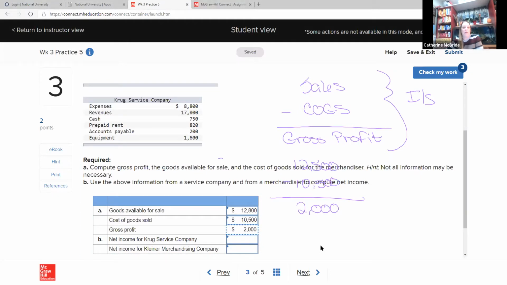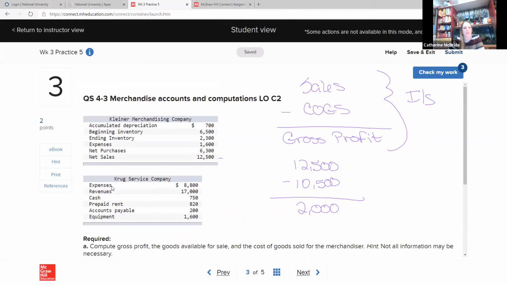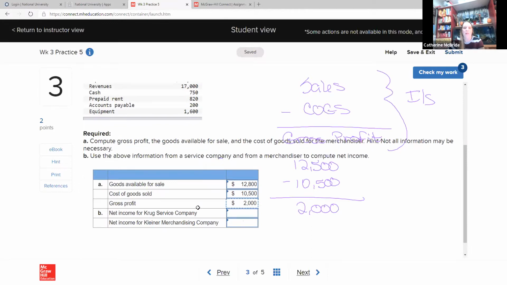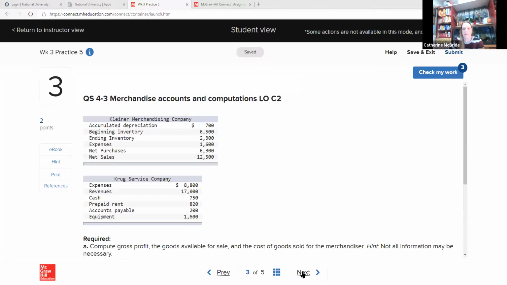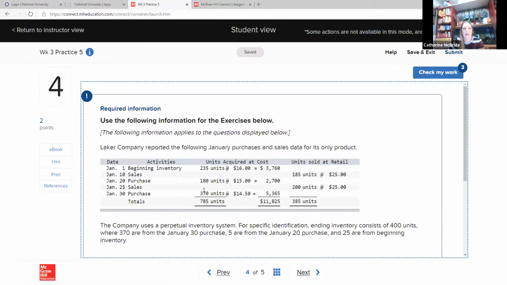Net income from Krug Service Company and net income from Kleiner Merchandising Company. Oh, okay. So for that, you can do that. It's just revenue minus expenses. So for net income, obviously, we're going to take revenue minus expenses. Now, this is Kleiner Company and this is Krug Company.